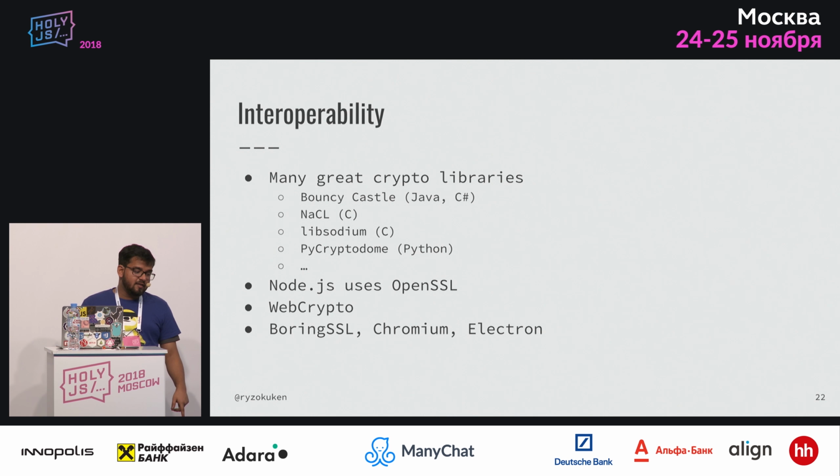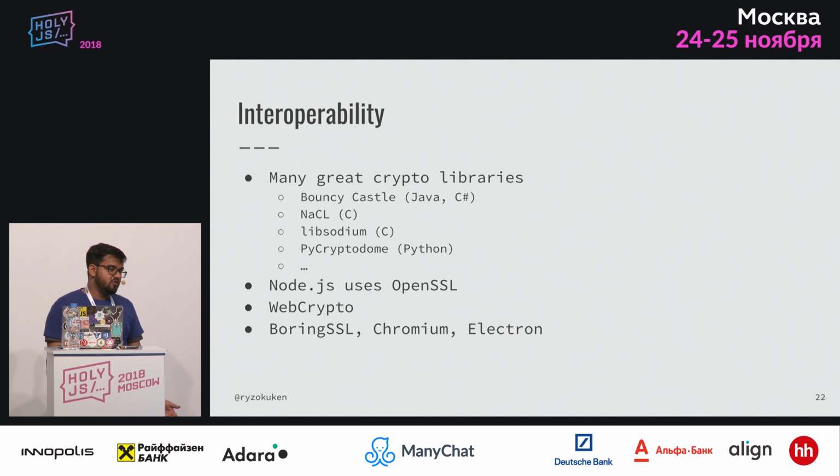And there's also BoringSSL, which is something that Chromium and Electron use. And Electron uses it because it embeds Chromium. It's a very special target because Electron also embeds Node.js, and that means that we have to always make sure that the two are supported well.